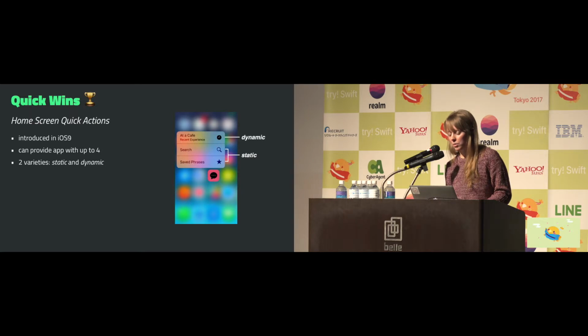And you're able to provide up to 4. So you should prioritize what you think would be most important to your users and provide them a high value. So in this sample app, we have 2 static quick actions, search and saved phrases, and one dynamic quick action at a cafe. I'll go through the differences between static and dynamic quick actions. And probably you've seen some of these before.